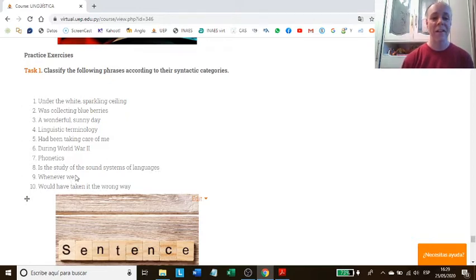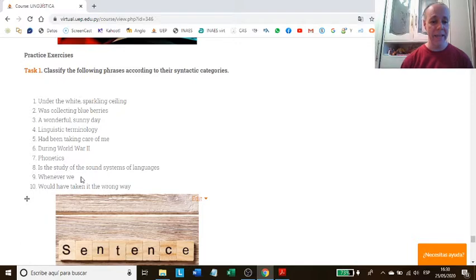Whenever we, this one was tricky, isn't it? Well, whenever is an adverbial, it's an adverb, okay? So adverbs are usually not taken into account. Look, for example, you wouldn't say an adverbial phrase. So the second word is we, which is a pronoun. A pronoun is a pronoun. Therefore, we have a noun phrase there.